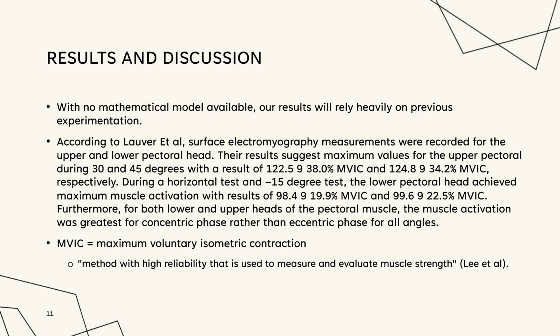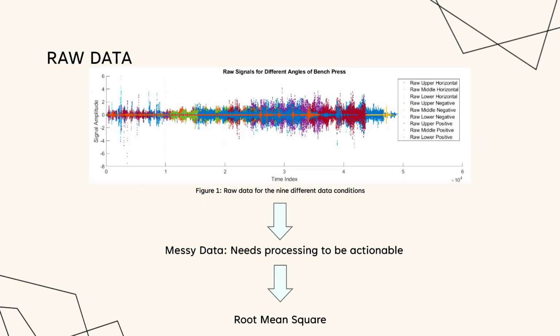Also, for both the lower and upper heads of the pectoral muscle, the muscle activation was highest during the concentric phase rather than the eccentric phase for each bench angle. And MVIC is the maximum voluntary isometric contraction, and it's one of the most accurate ways to measure muscle activation. So now we can go into our data that we collected.